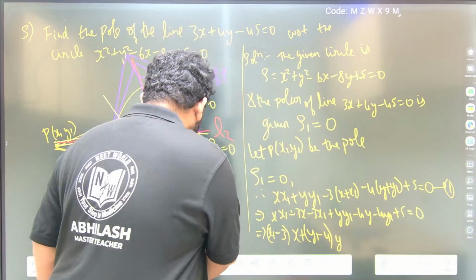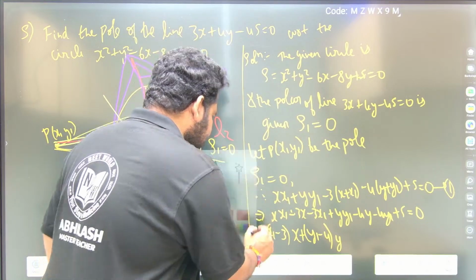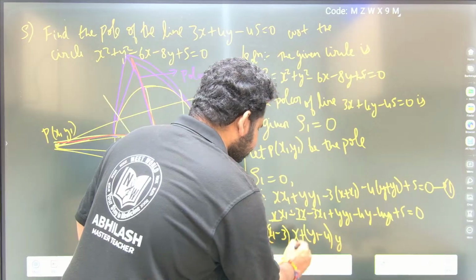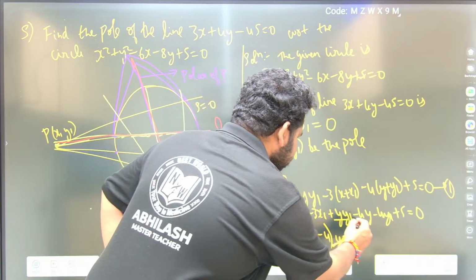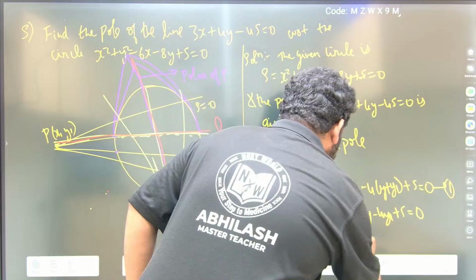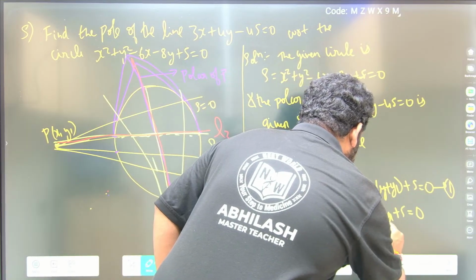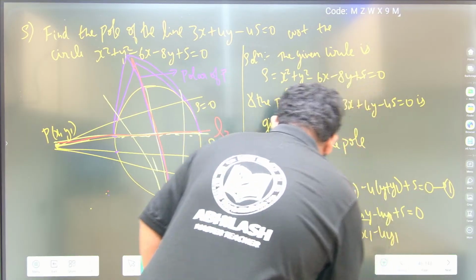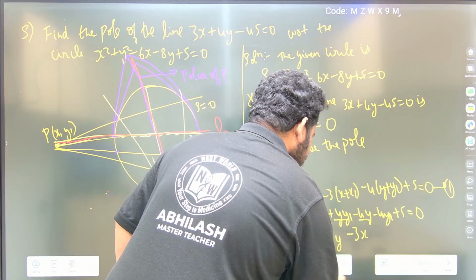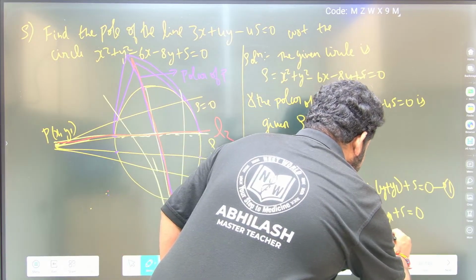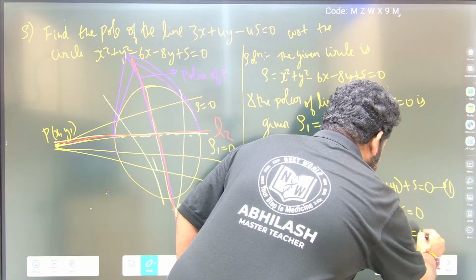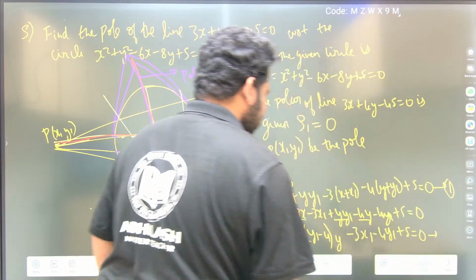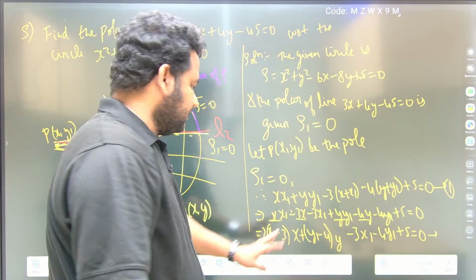So we are already done with this one. This is done, this is done. Now we are left with minus 3x1, minus 4y1. So minus 3x1 minus 4y1 plus 5 is equal to 0. Now let us write this equation again on the next page.